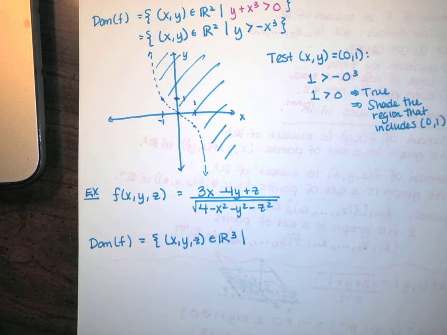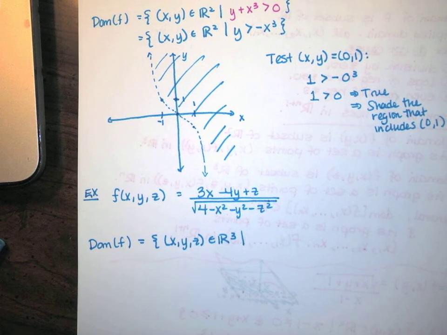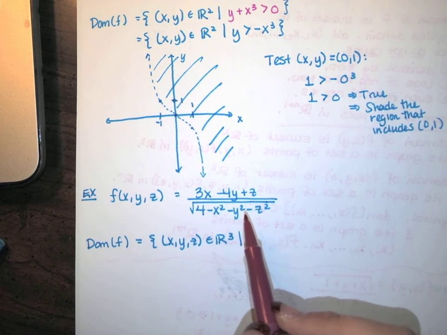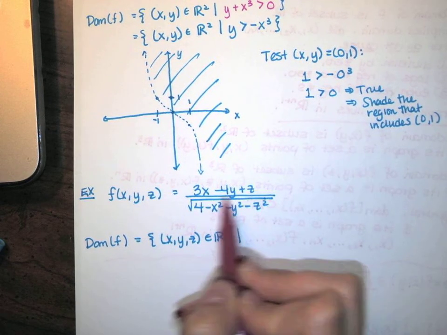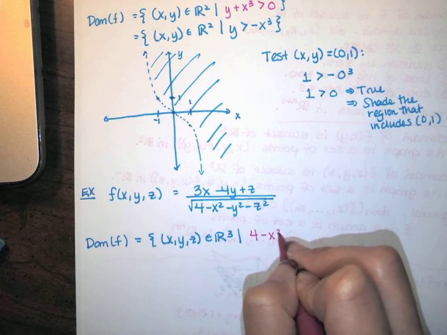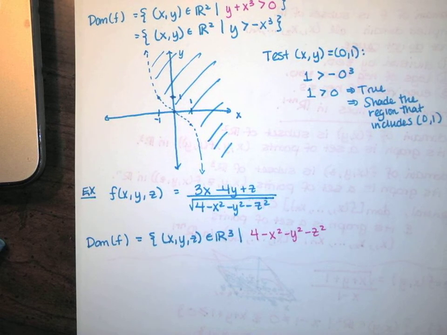We've got the same potential problems as before. We cannot take even roots of negative numbers. We cannot divide by 0. We cannot take logs of negative numbers or 0. I notice that I've got division in this problem. I also have a root. So let's talk about the division first. If I can't divide by 0, that means this denominator cannot be 0. So 4 minus x squared minus y squared minus z squared is not allowed to be 0.